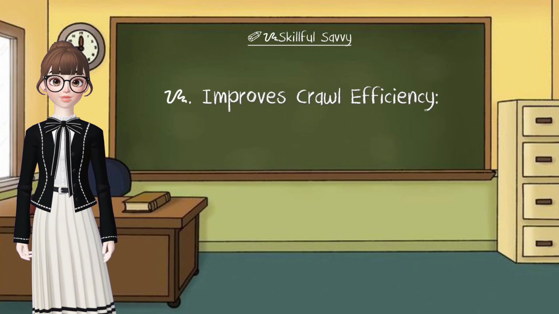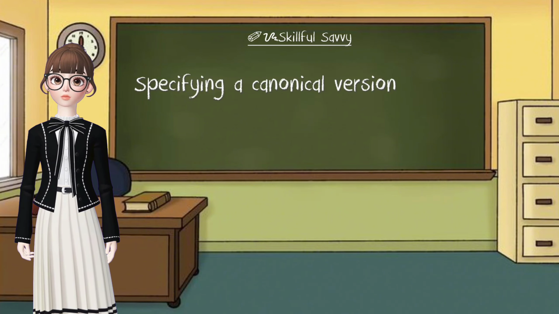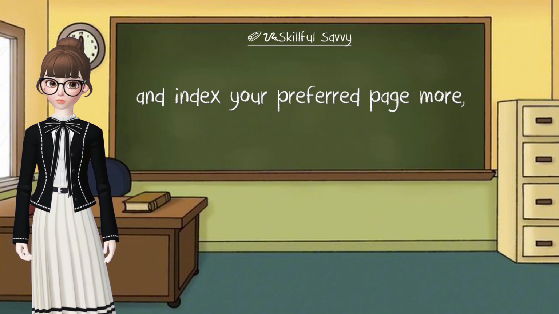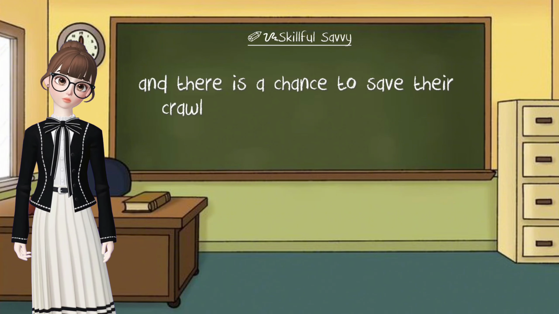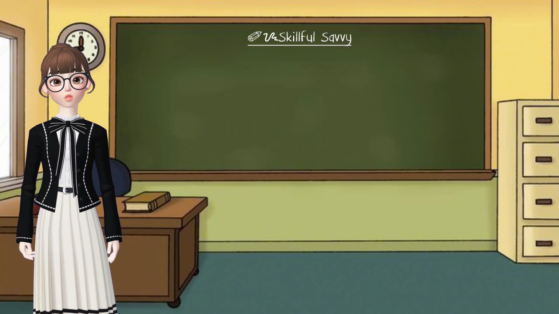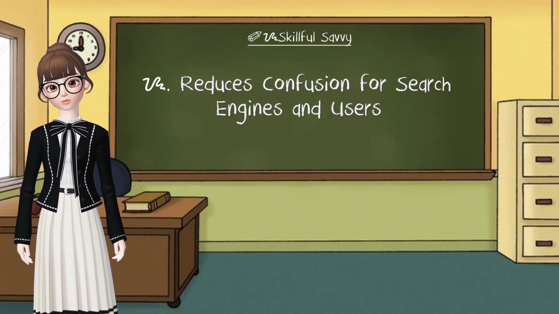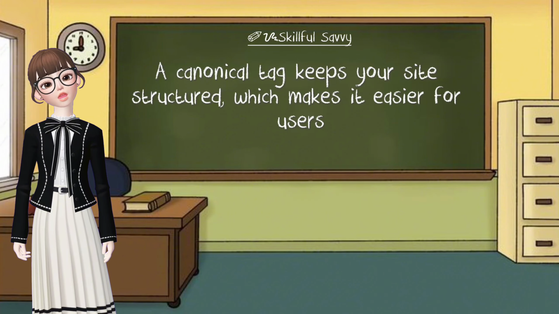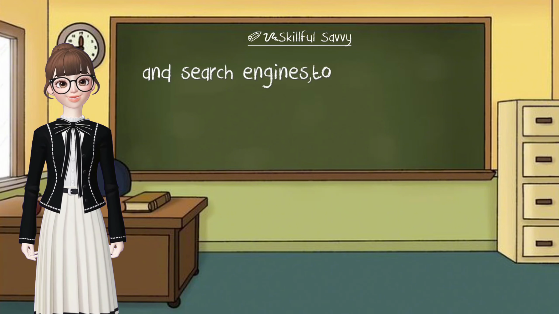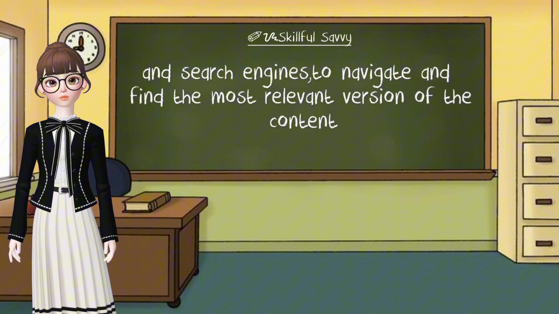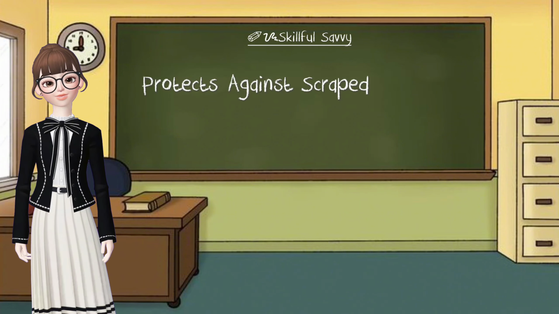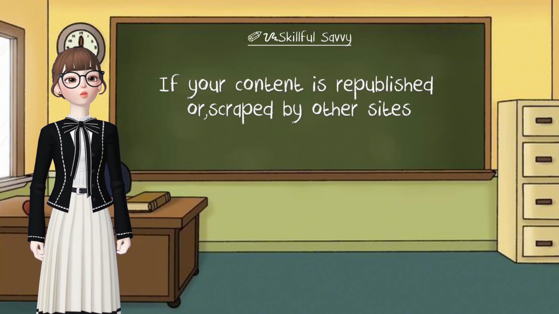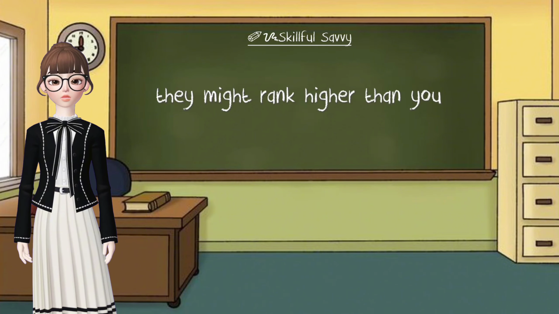It improves crawl efficiency. Specifying a canonical version allows you to guide search engines to crawl and index your preferred page more, and there is a chance to save crawl budget on large websites. It reduces confusion for search engines and users. A canonical tag keeps your site structured, which makes it easier for users and search engines to navigate and find the most relevant version of the content. It protects against scraped content issues. If your content is republished or scraped by other sites, they might rank higher than you.